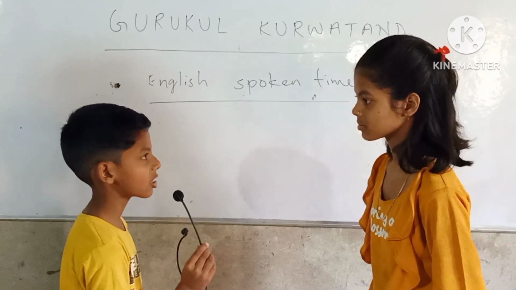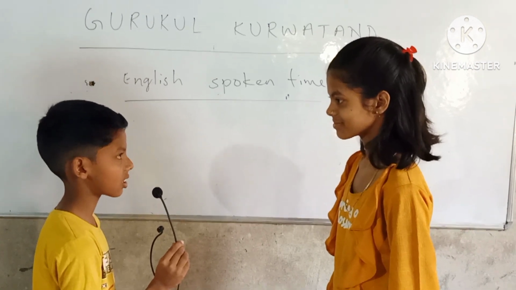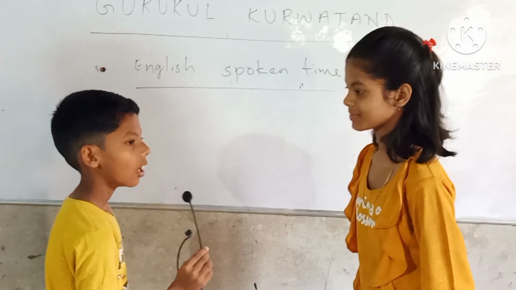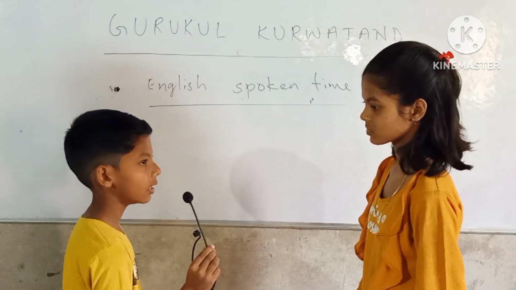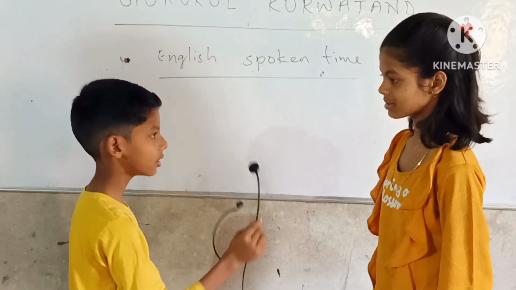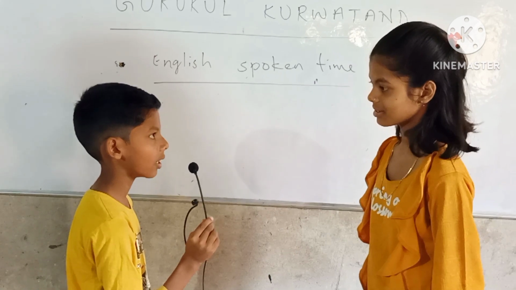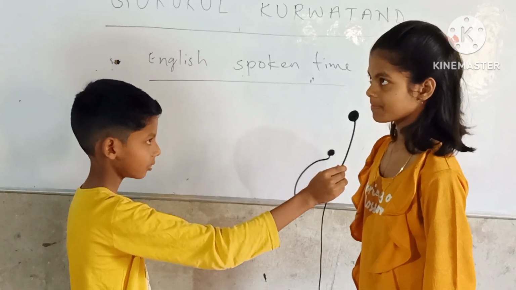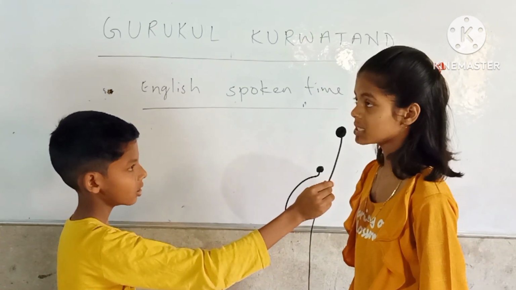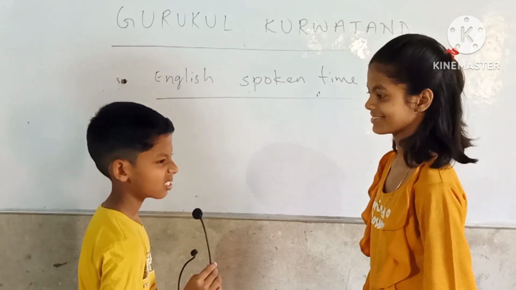Which is the largest planet in the solar system? Is the sun a star? Yes. How many holes are there in the solar system? Holes in the galaxy. I don't know. There are 2 holes called black hole and white hole. Which is the star closest to the Earth? Sun.